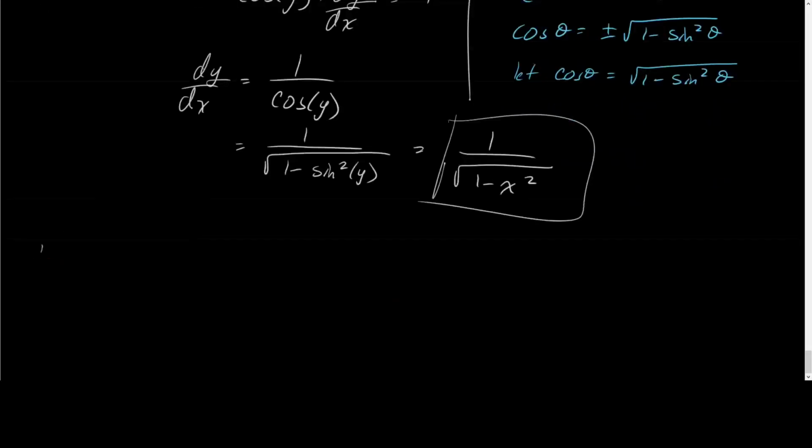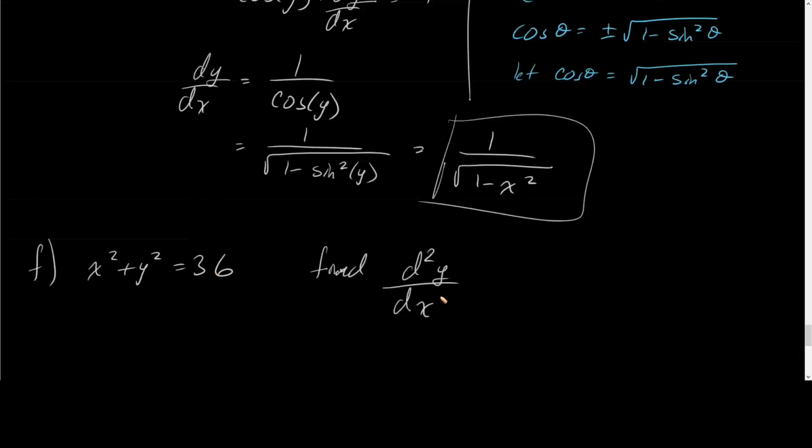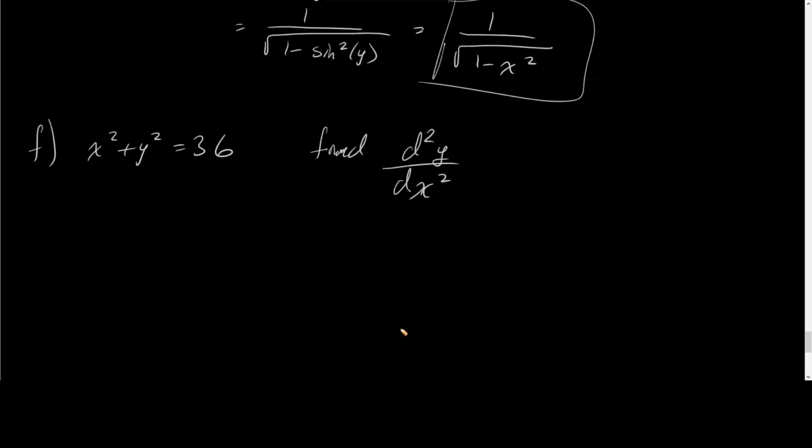F. Let's say that I had x squared plus y squared is equal to 36, right? But here I'm going to say find the second derivative of y with respect to x. So here we go. First, let's go ahead and take derivatives.